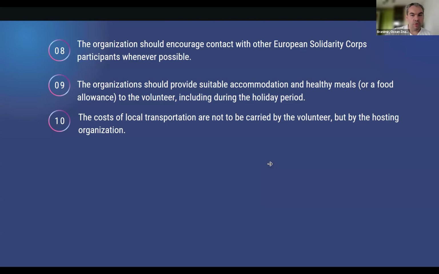Okay, moving on. So the cost of local transportation is not to be carried by the volunteer, but by the hosting organization. True or false? Karen, you changed your answer to true. Okay. Did everybody else answer already? Am I missing something? People are answering. Okay.